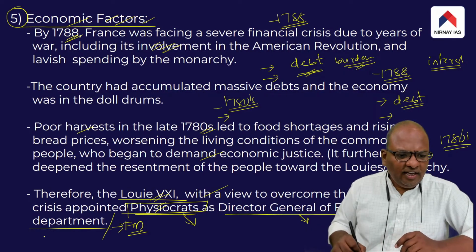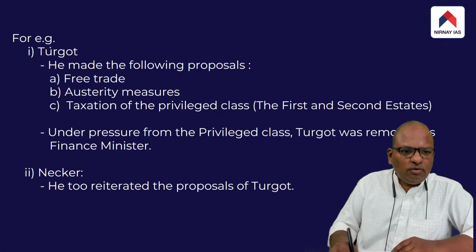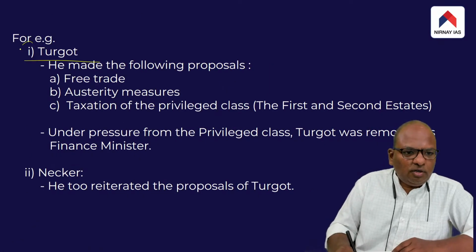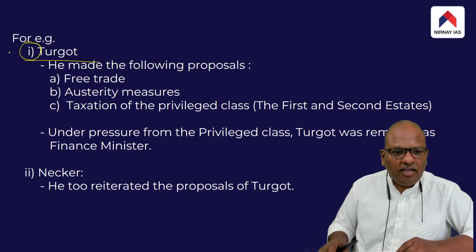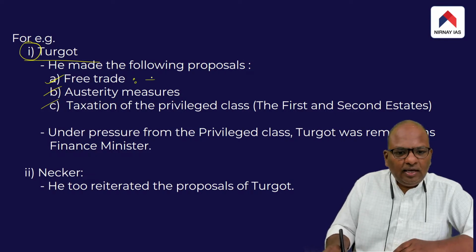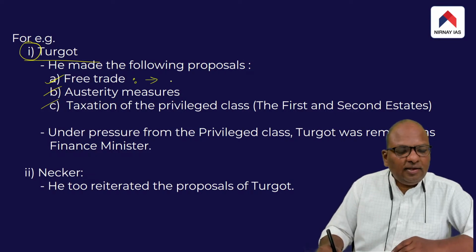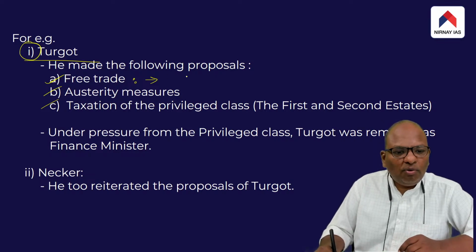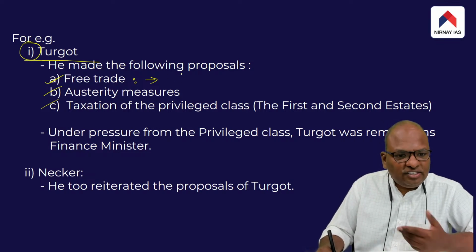For example, one such finance minister who was appointed was Turgot. Turgot was appointed as finance minister, and this man made three proposals. One, he proposed free trade. That is, he recommended the government to remove all trade restrictions.